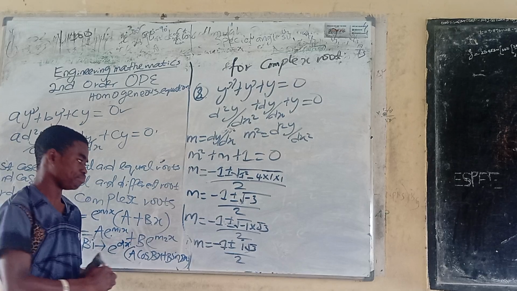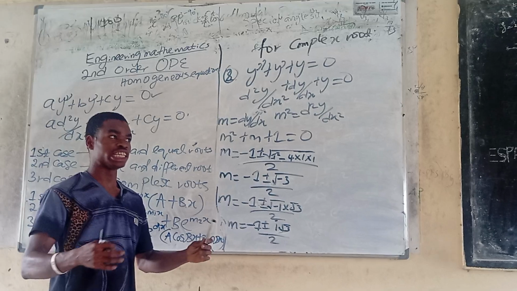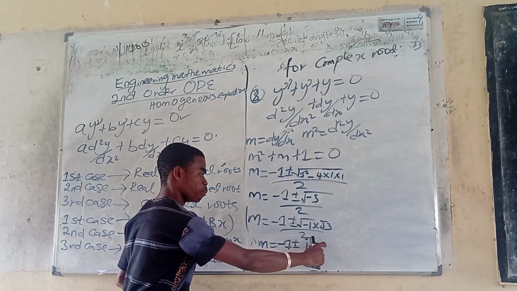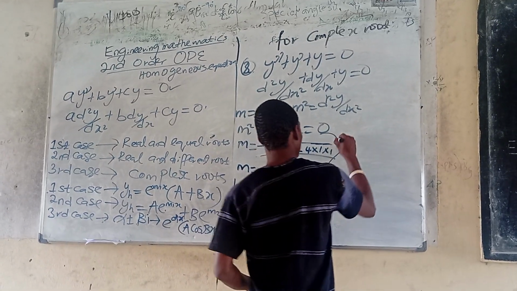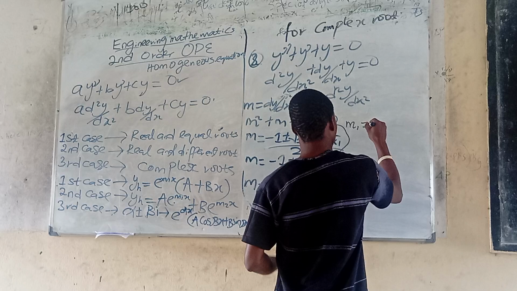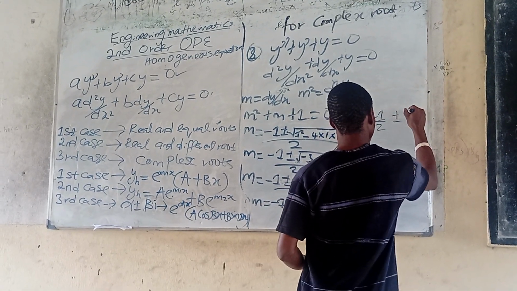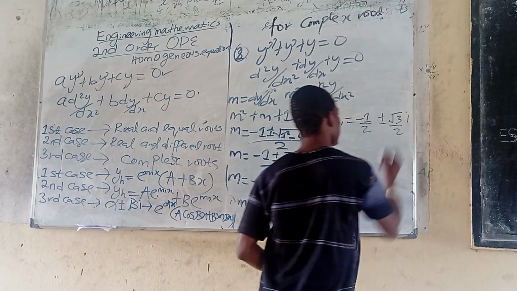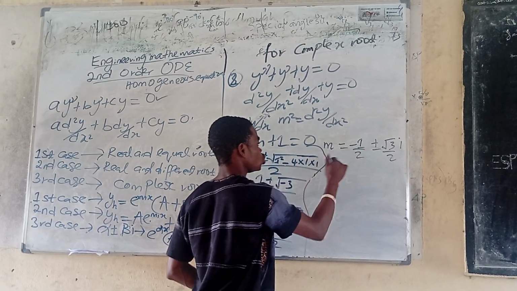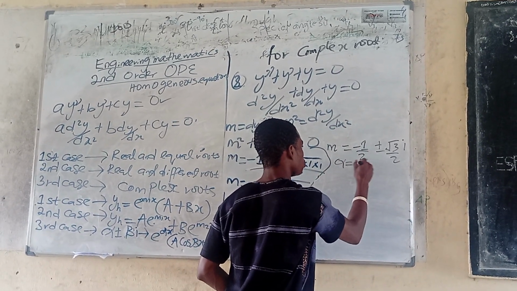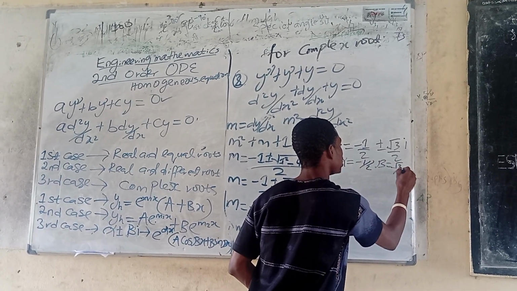Since the square root of 3 would be expressed in decimal numbers, we prefer to keep it in this form. So m equals minus 1 divided by 2 plus or minus square root of 3 divided by 2 i. So your alpha equals minus 1 over 2. Your beta equals root 3 over 2.